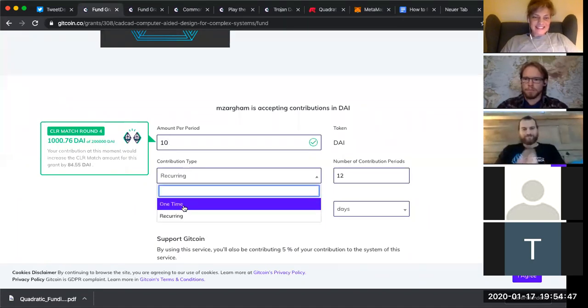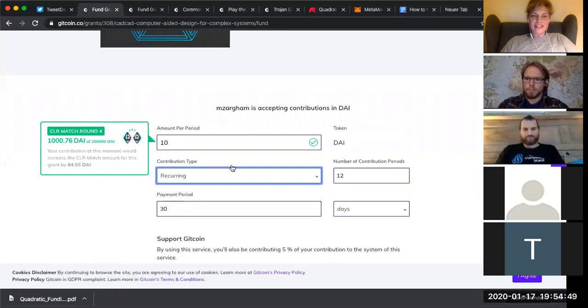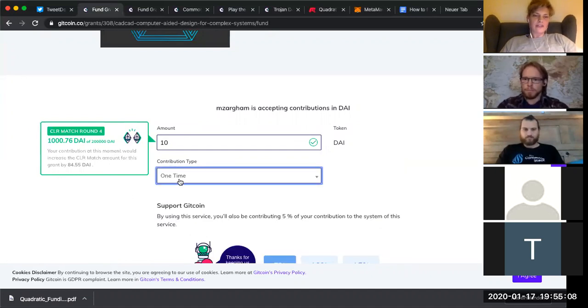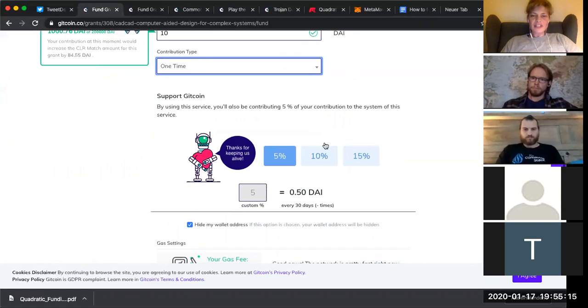Then I can choose if it's recurring or just one time. You can go for 6 times, payment period 30 days, and this would result in a total of 60. However, if you look at the interface on the left, it doesn't matter if it's a recurring or just a one-time contribution when it comes to the CLR matching. So I do a one-time contribution.